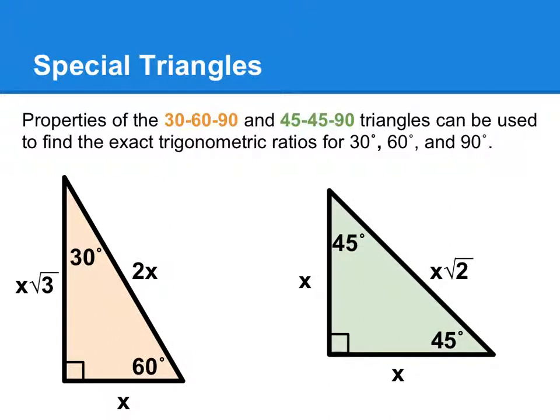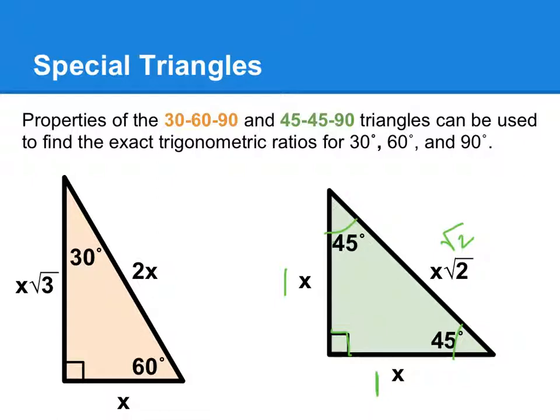So here's the second one. 45, 45, 90 triangles. Now, instead of going through a few examples, I'm just going to show you what it is here. Different colors. It's 45, 45, and 90. So for example, if x equals 1, it's all the ones in the green. This is going to be 1. This is going to be 1. This is just going to be square root of 2.